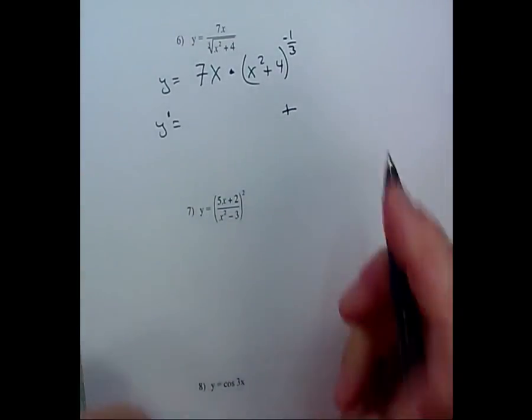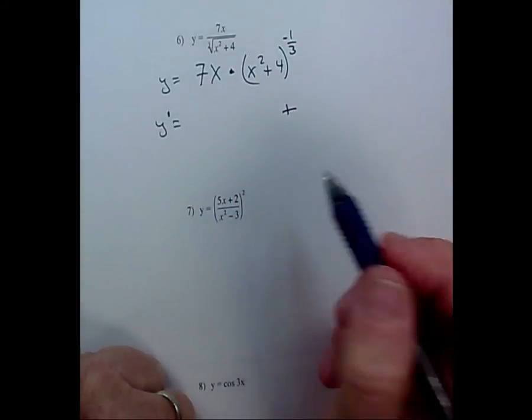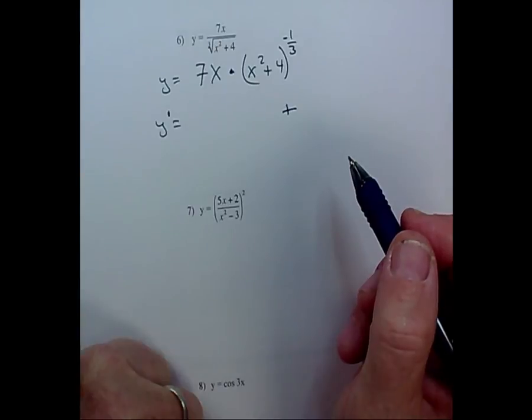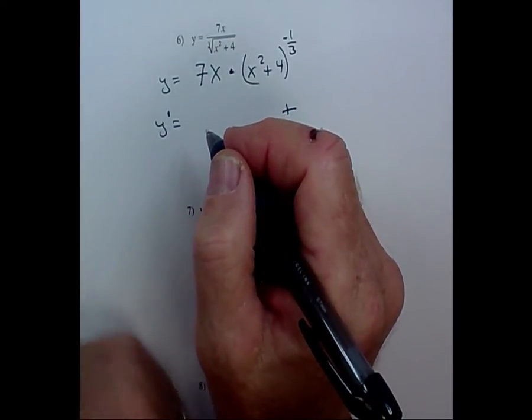So Aiden, do you want to take the one on the left or you want to take the one on the right? It doesn't matter. Take the derivative of 7x. Yeah, that's not a bad choice. That's kind of the way I go, but you don't have to be.